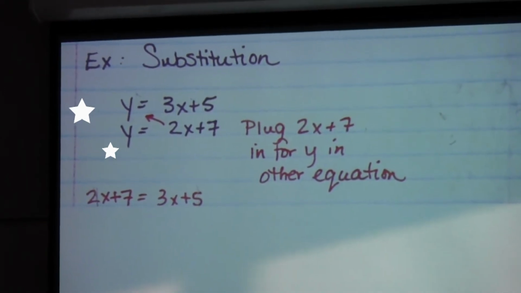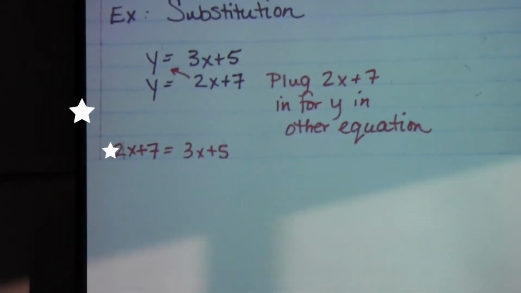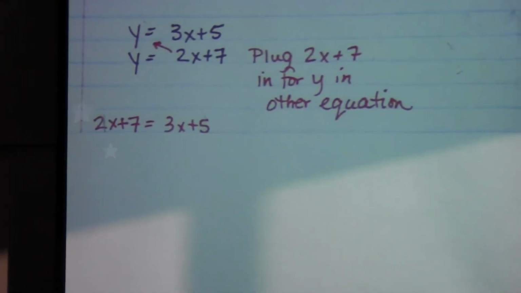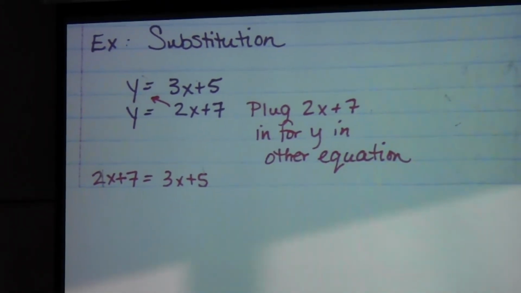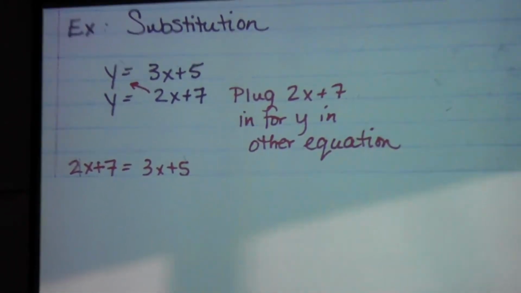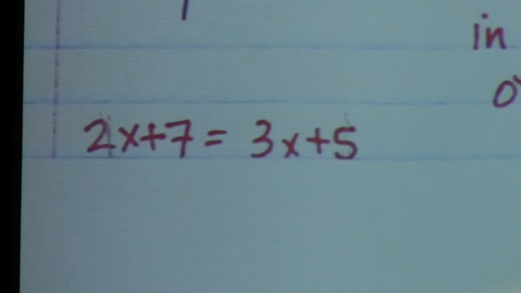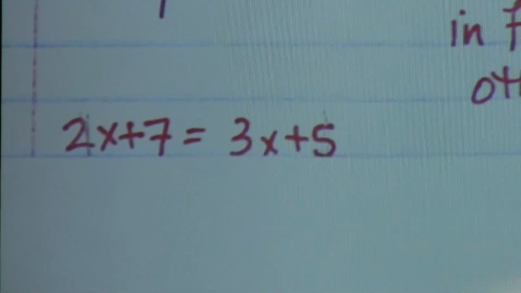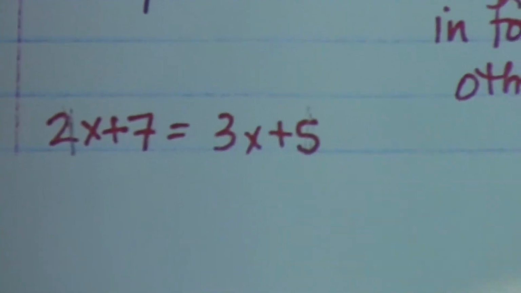So essentially, if I plug in the 2x plus 7 in place of the y, I'd end up with the equation 2x plus 7 equals 3x plus 5. And now it's basically one of the problems like we've been solving all along. Your goal now would be to solve for x.